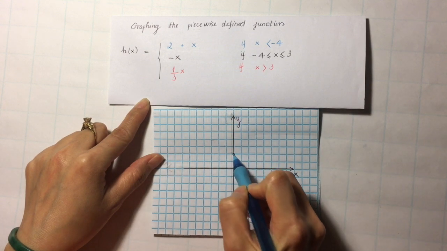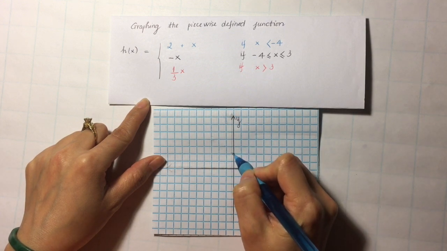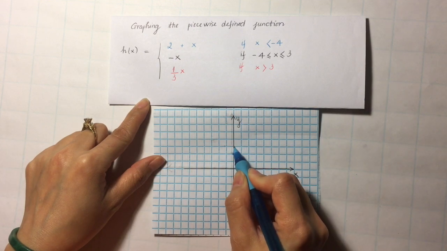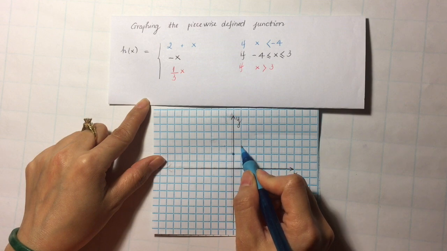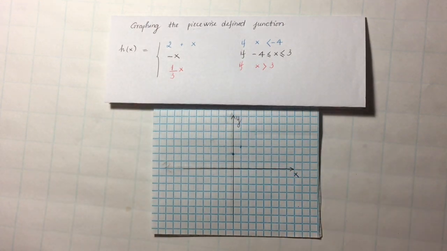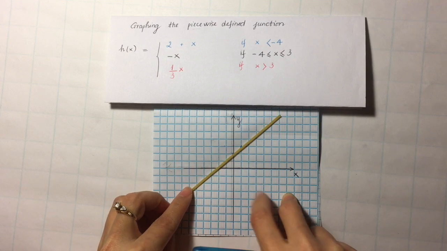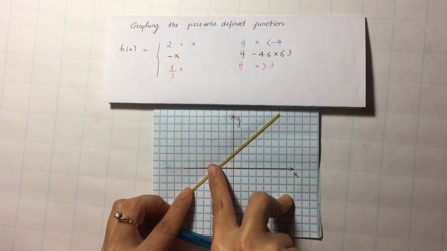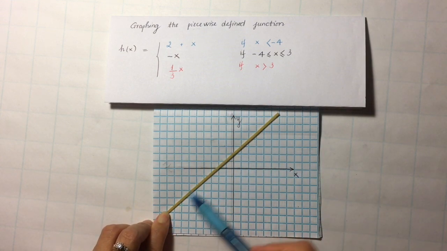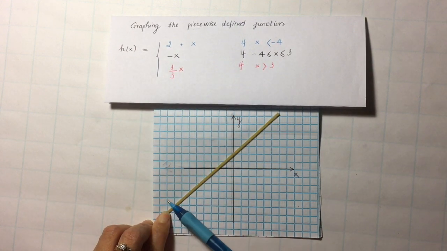From the y-intercept here, we rise 1 unit, go up here, and then we run to the right 1 unit. So here is the second point. If we connect these 2 points together, we get this graph. This is the graph of h of x equals 2 plus x.